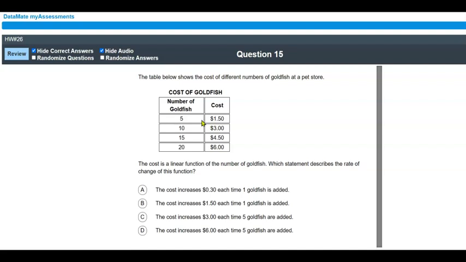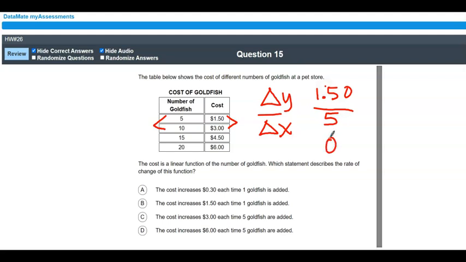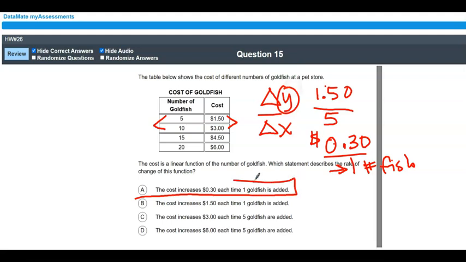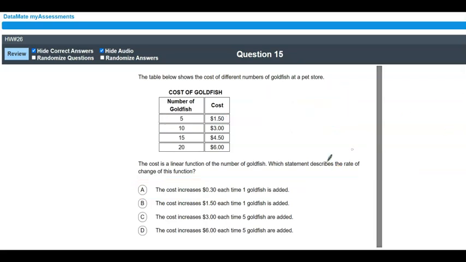For this question, we have a chart of the number of goldfish and the cost, and they want to know which statement describes the rate of change. Remember, rate of change is the change in y over the change in x. So it looks like my y's are going up by 1.50, but my x's are going up by 5. And when I divide this here, I get 0.3 over 1. Don't forget y is the cost, and x is the number of fish. So it's 30 cents per one fish. So the cost is 30 cents each time one goldfish is added. So the answer is A.